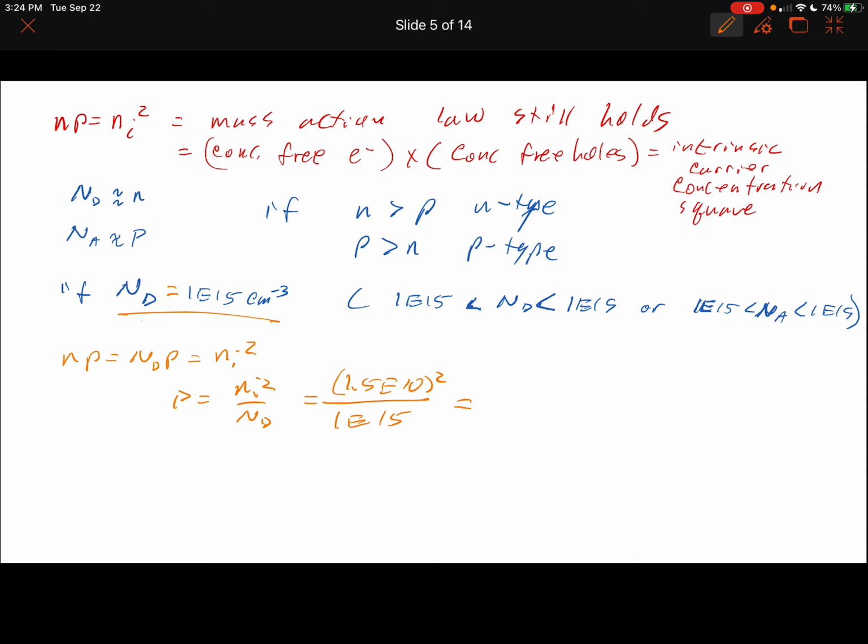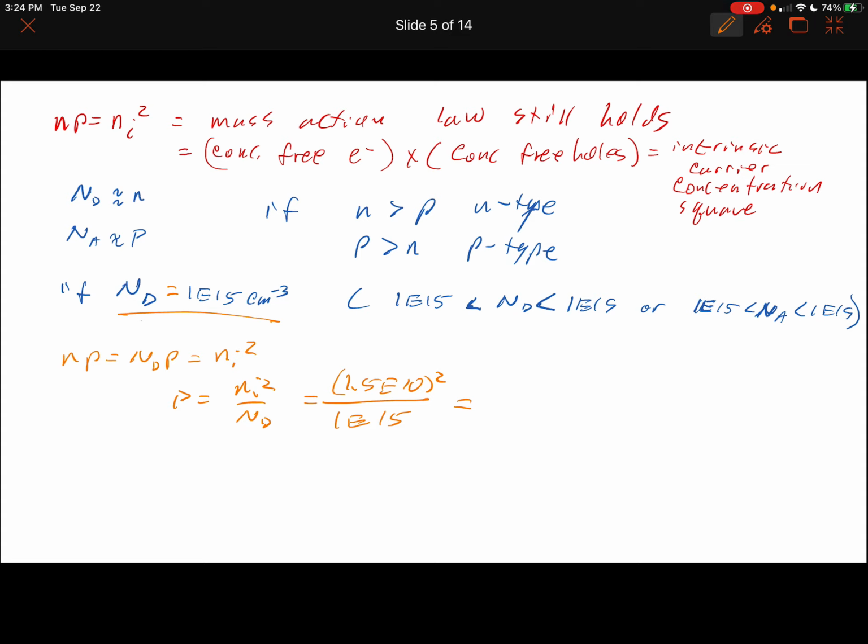atoms per cubic centimeter. So there's this huge swing: N-type material would have a huge number of electrons compared to holes, and P-type material would have a huge number of holes compared to electrons. I could do that example just the opposite, the same way. I could do it the other way.